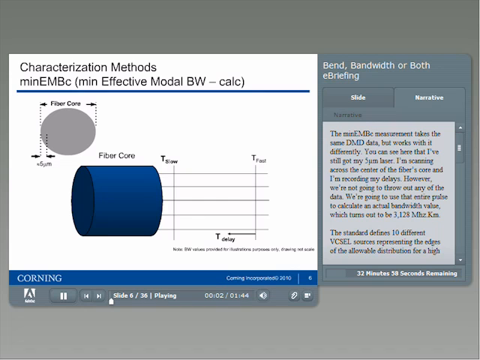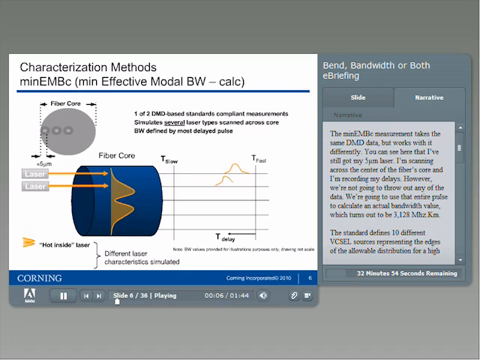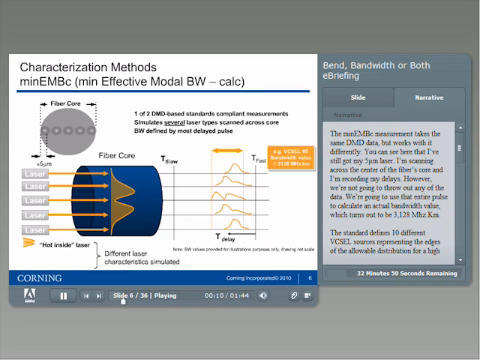The min-EMBc measurement takes the same DMD data but works with it differently. You can see here that I've still got my 5-micron laser. I'm scanning across the center of the fiber's core and I'm recording my delays. However, we're not going to throw out any of the data. We're going to use that entire pulse to calculate an actual bandwidth value, which turns out to be 3,128 MHz/km.